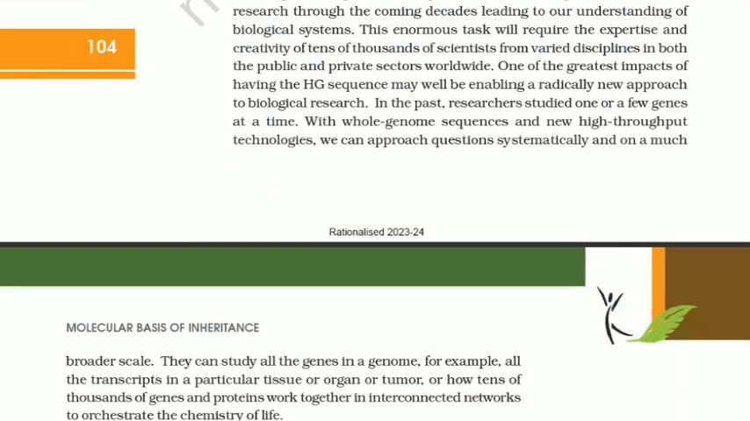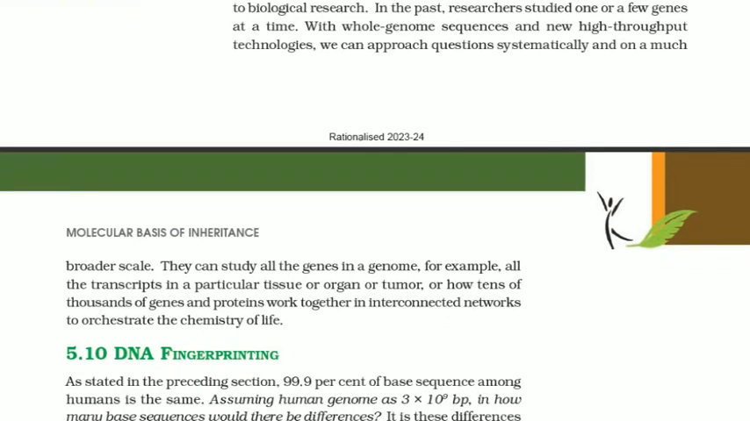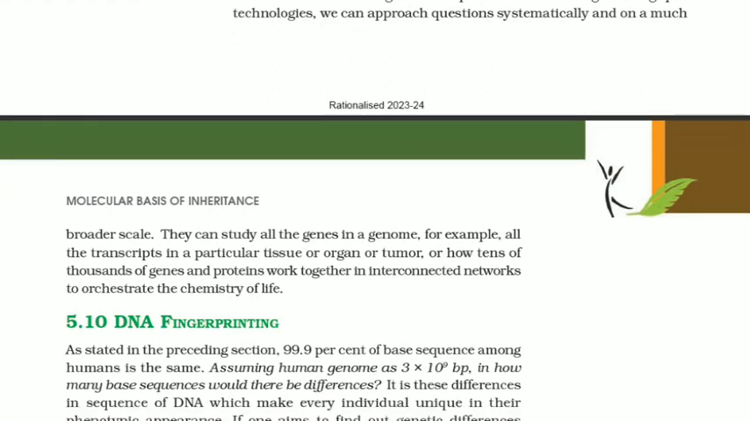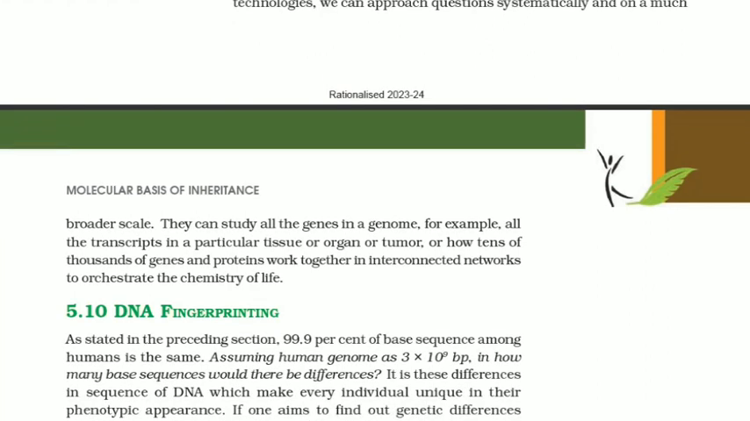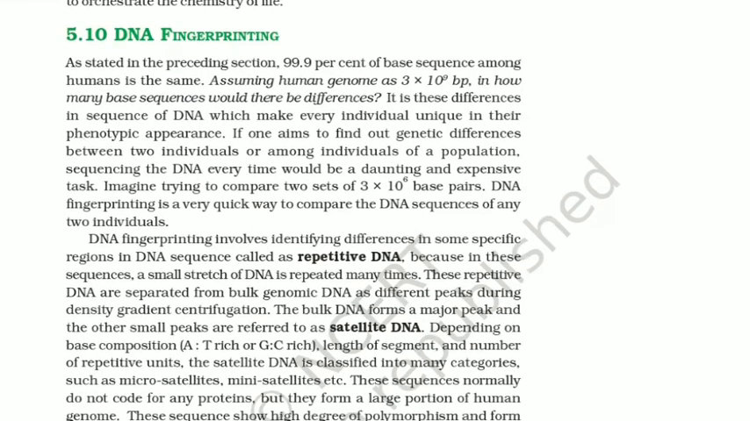One of the greatest impacts of having the HG sequence may well be enabling a radically new approach to biological research. In the past, researchers studied one or a few genes at a time. With the whole genome sequences and new high throughput technologies, we can approach questions systematically and on a much broader scale. They can study all the genes in a genome, for example, all the transcripts in a particular tissue or organ or tumor, or how tens of thousands of genes and proteins work together in interconnected networks to orchestrate the chemistry of life.